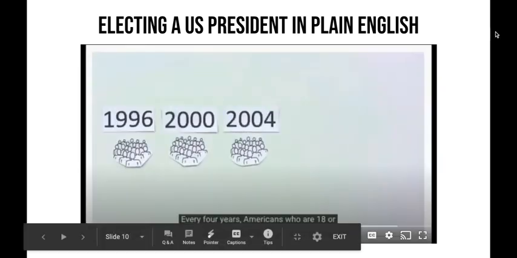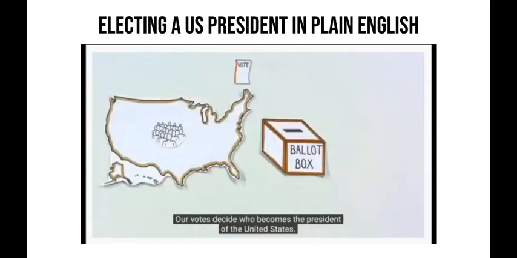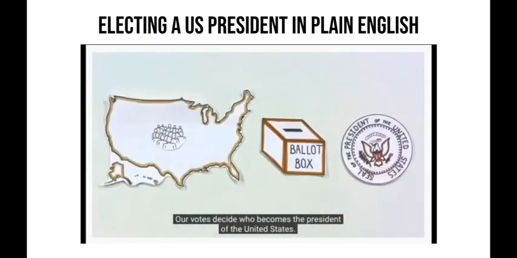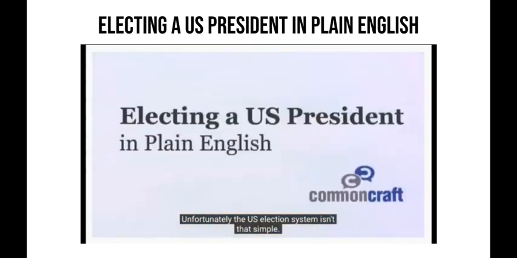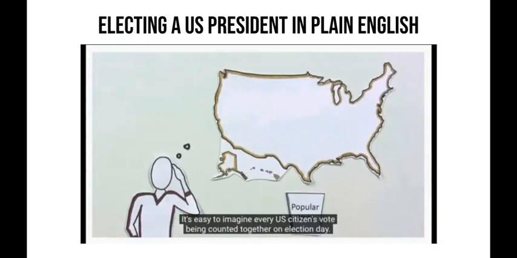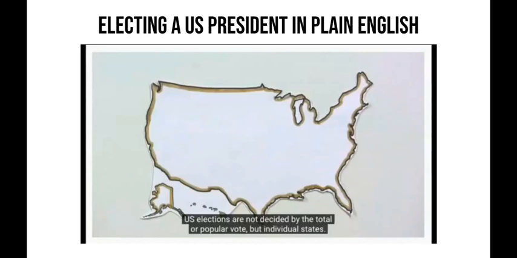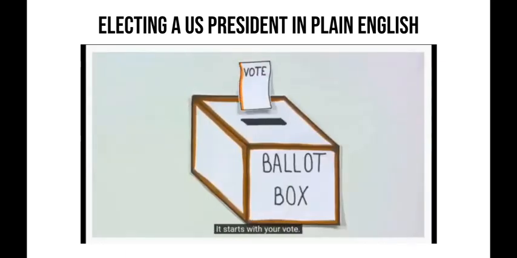Every 4 years, Americans who are 18 or older have a big responsibility. Our votes decide who becomes the President of the United States. Unfortunately, the U.S. election system isn't that simple. This is electing a U.S. president in plain English. It's easy to imagine every U.S. citizen's vote being counted together on Election Day, but this is not the case. U.S. elections are not decided by the total or popular vote, but by individual states. Let me explain. It starts with your vote.